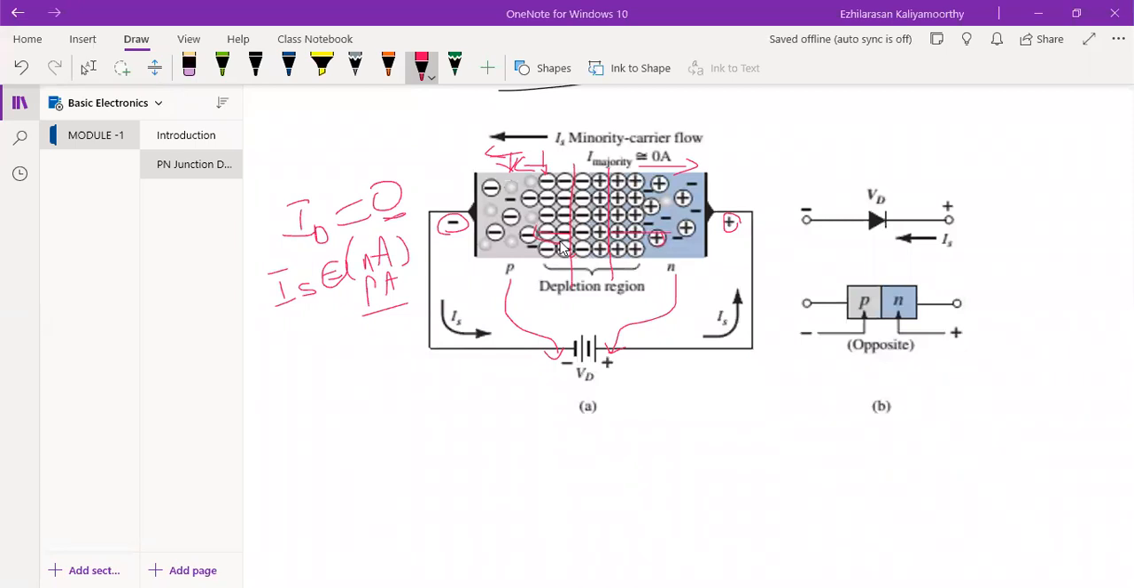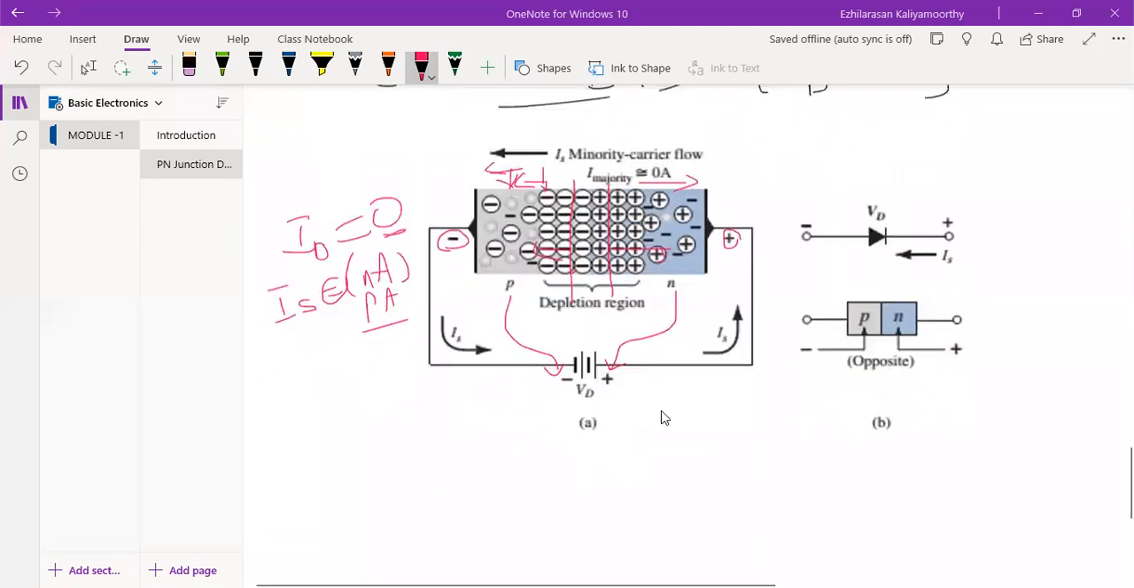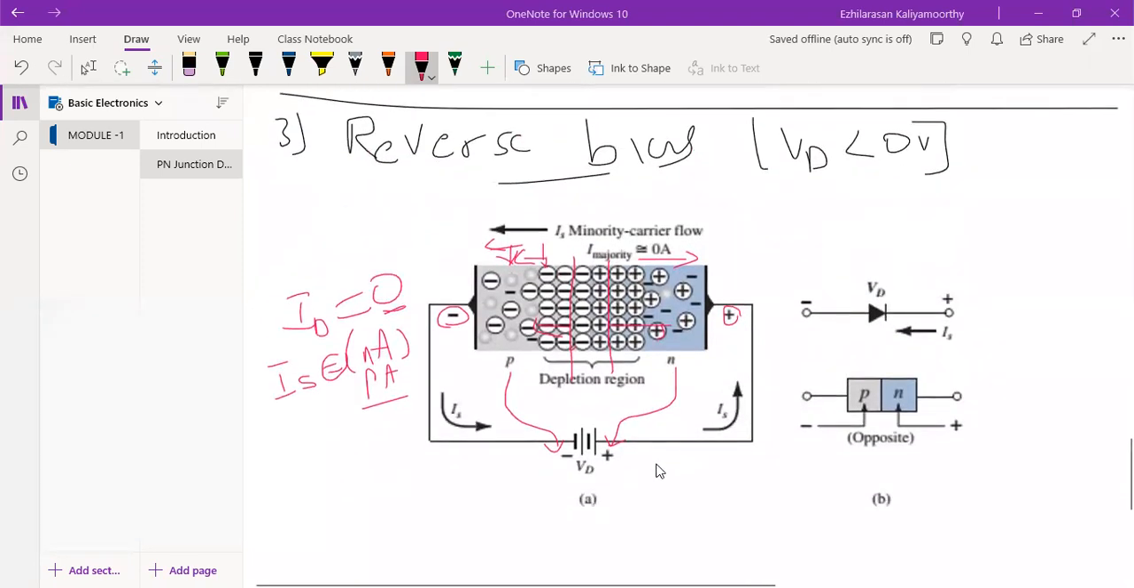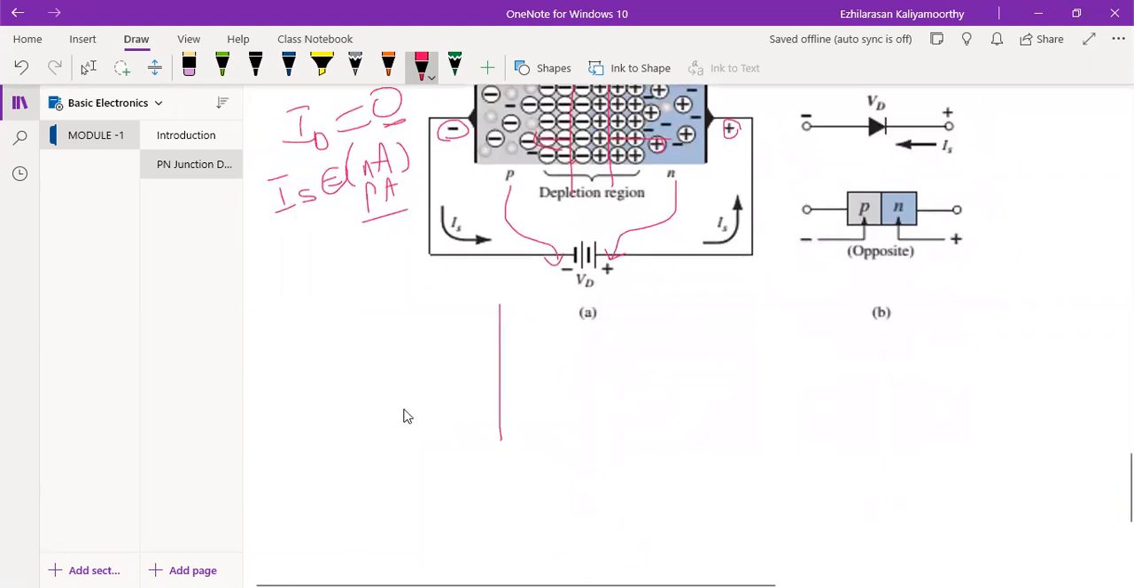This is what we are saying here also. That is nothing but your reverse bias. So in this reverse bias, VD is less than 0, which means we are applying a negative voltage. Less than 0 means we may apply minus 0.1 or minus 0.2. This axis is your VD, that is negative VD. This will be your positive current, and this will be your negative current.